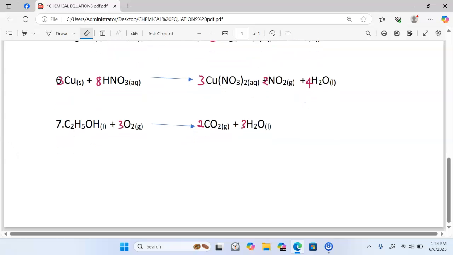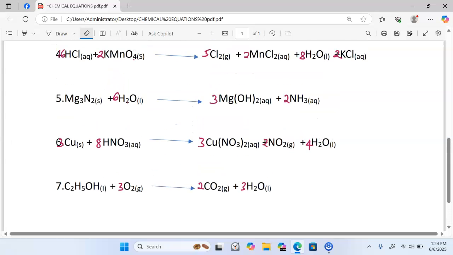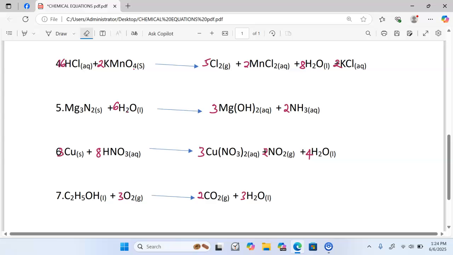That is the last part of our balancing of equations.